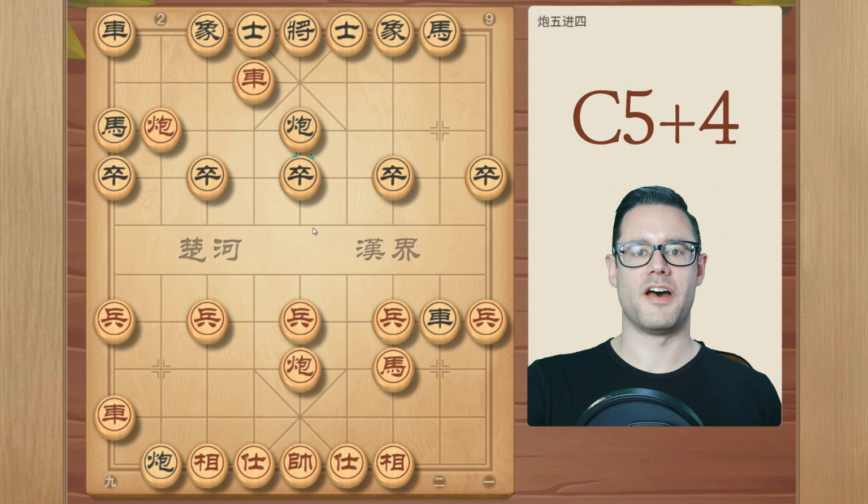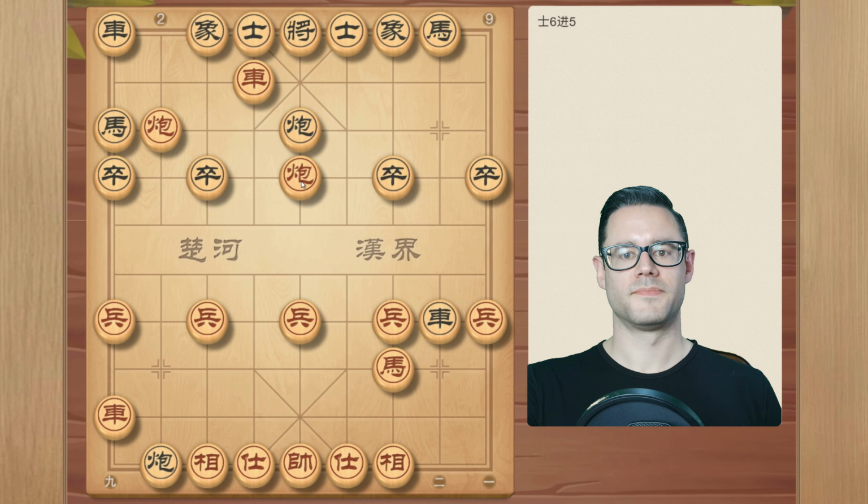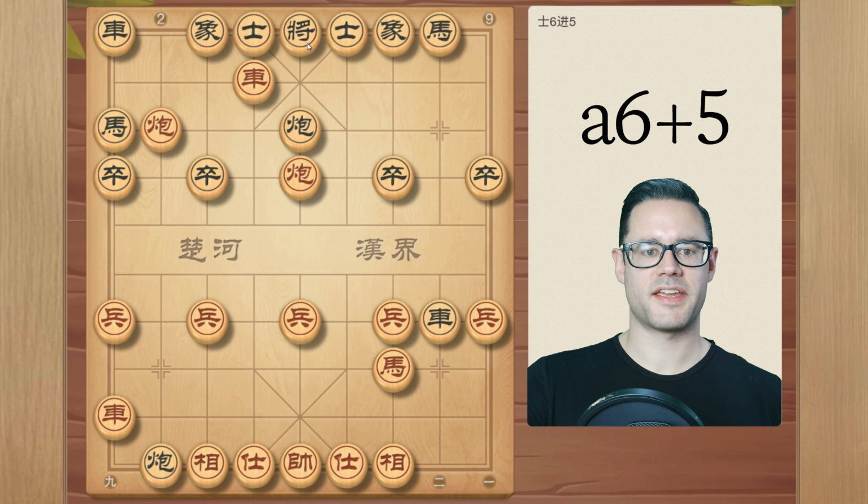Now that that central pawn is unprotected because that horse moved away, let's take out the central pawn with our cannon, C5 plus 4. So that's cannon on file 5, moves forward 4 spaces, 1, 2, 3, 4. And that puts Black's general in check. So they move their advisor A6 plus 5. So that's 1, 2, 3, 4, 5, 6. So this advisor moves forward to file 5.